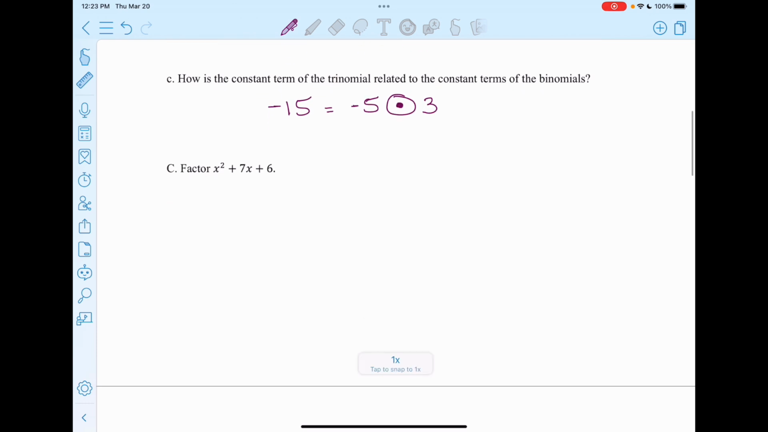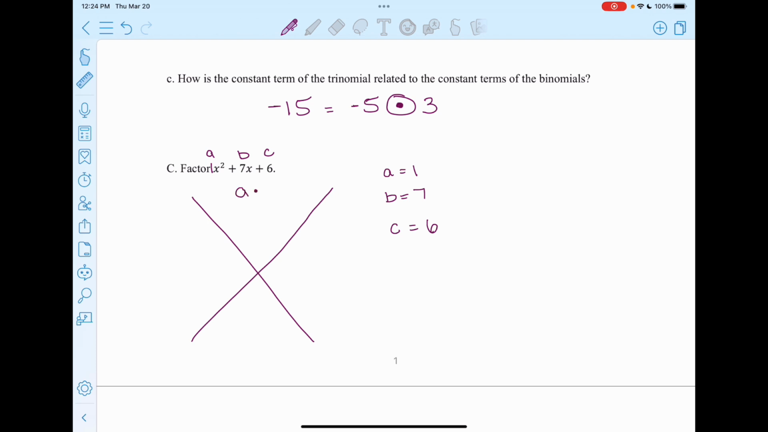So the way we figure this out is we draw a magic X. When you have a trinomial, you want to label your coefficients A, B, and C. The imaginary number in front of your x squared is 1, so A is equal to 1. Your B is 7, that's the coefficient of the middle term, and your C value is 6, that's the constant term. On top of our x, we are going to multiply our a and c values. So 1 times 6 is 6. And on the bottom, we're going to put our b value, which is 7.